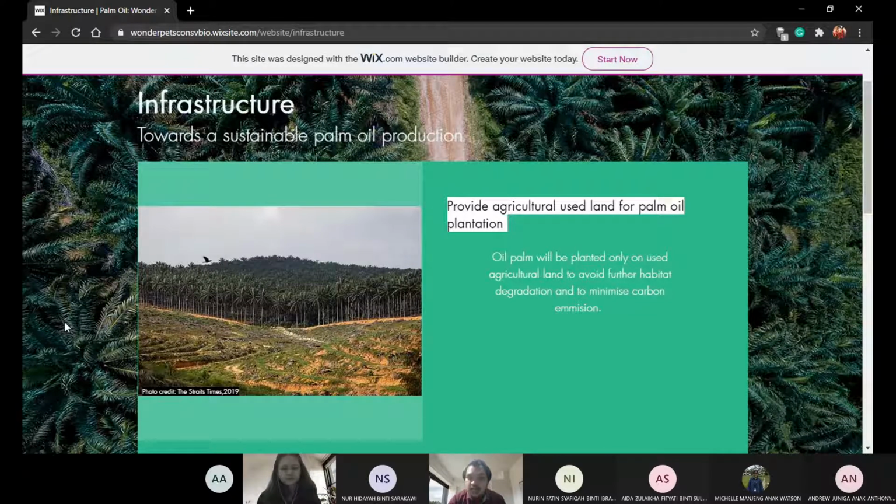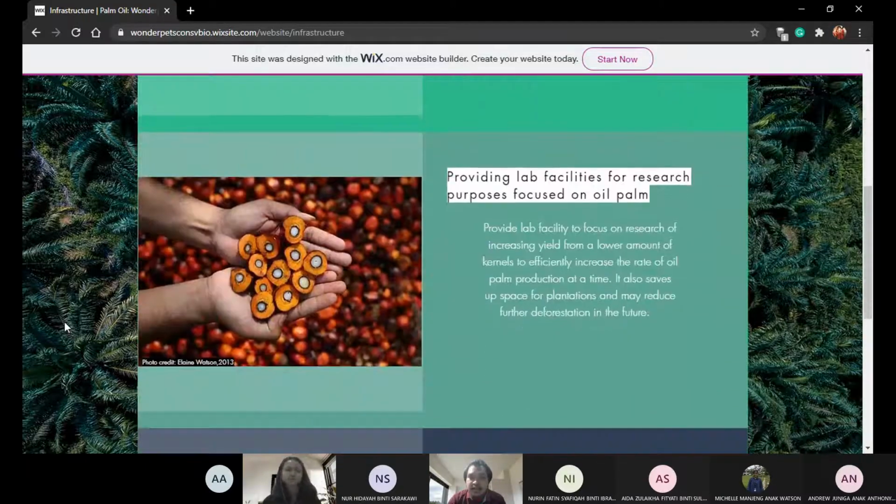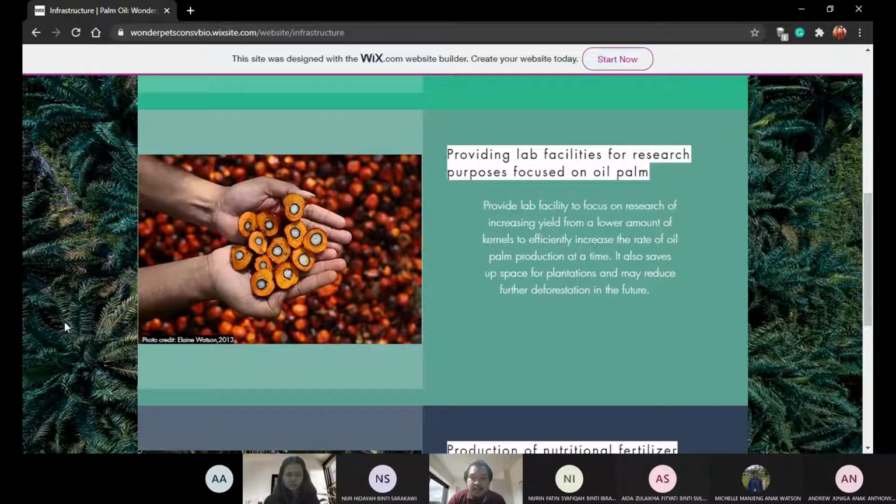The first one is to provide agricultural use land for palm oil plantation. So oil palm will be planted only on used agricultural land to avoid further habitat degradation and to minimize carbon emission. Next one is to provide lab facilities for research purposes that focus on oil palm.